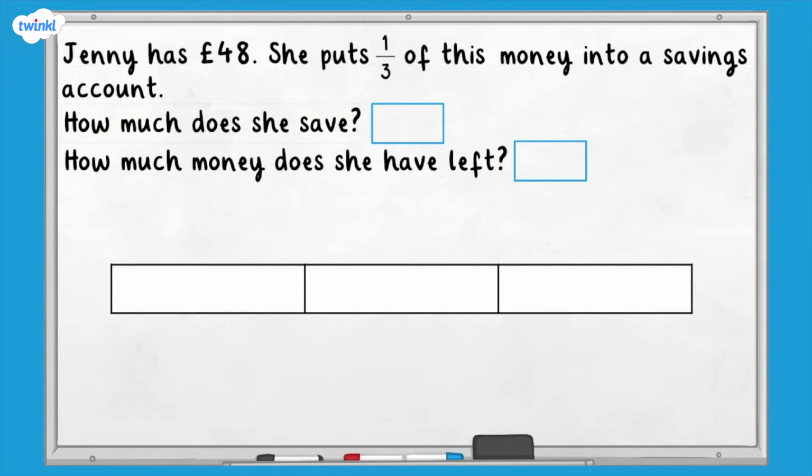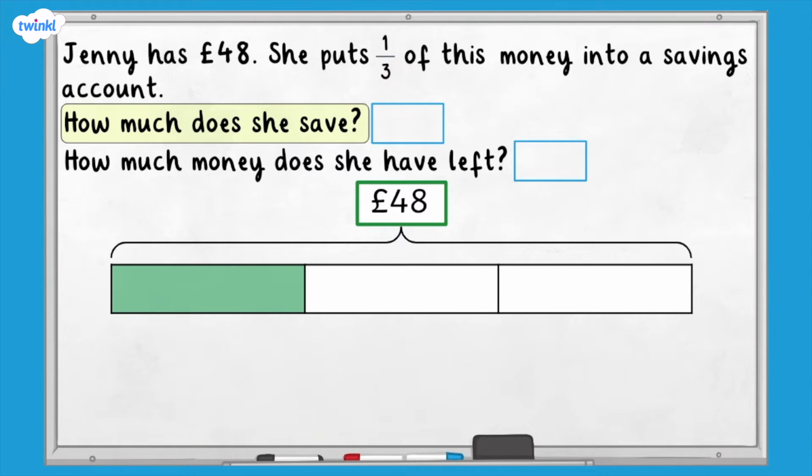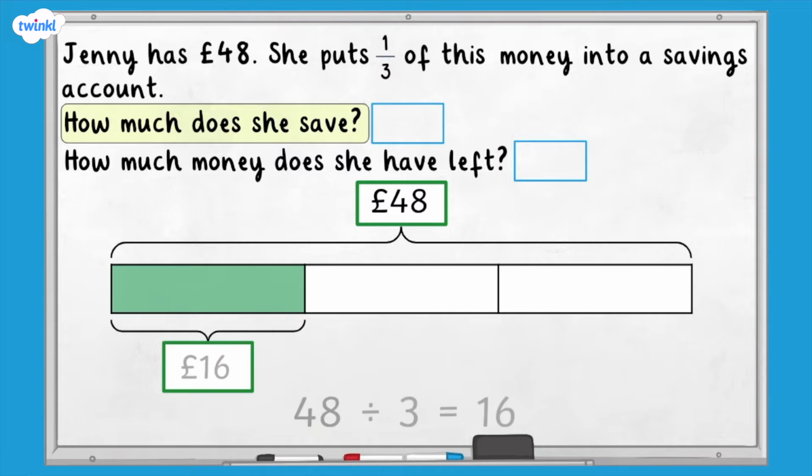Let's think about the first part of the question. The total amount of money that Jenny has is £48. She is putting 1/3 of £48 into a savings account. To calculate 1/3 of £48, we can divide £48 by 3, which equals £16. So Jenny puts £16 into a savings account.